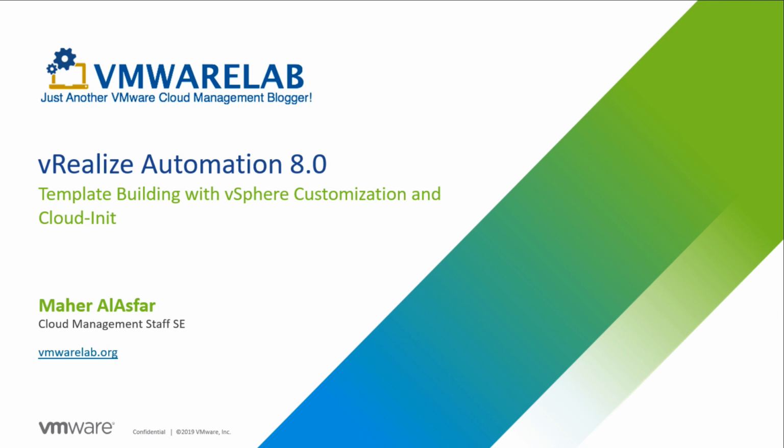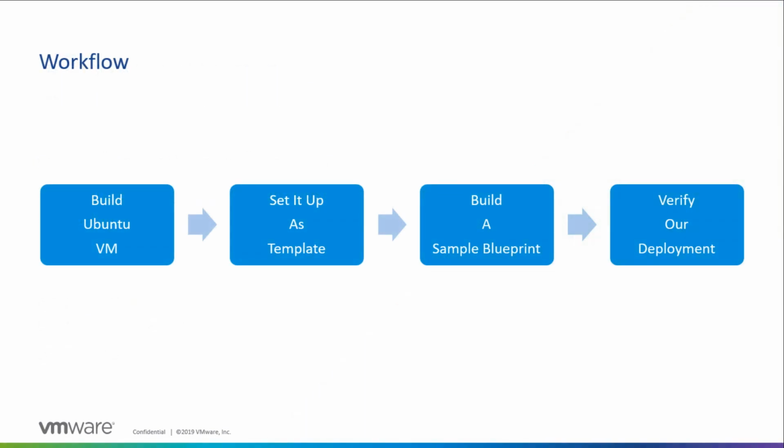So in the video, we will be following a specific workflow. We'll start from scratch by building an Ubuntu VM. We'll be working with Bionic Beaver, which is the 18.04 LTS build, and then we will move on to set it up as a template, where we will be spending most of our time following the step-by-step template preparation steps that I outlined in the blog post.